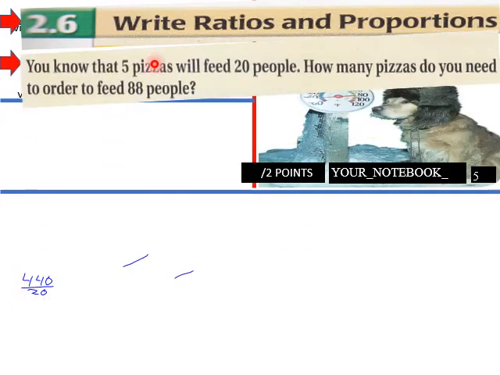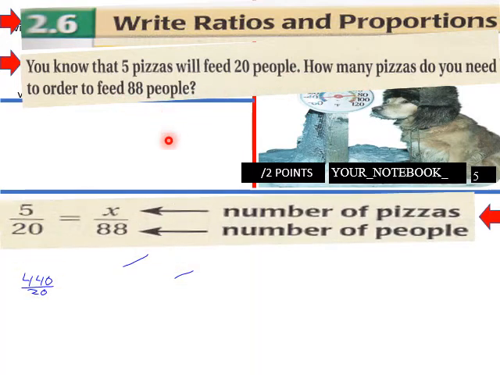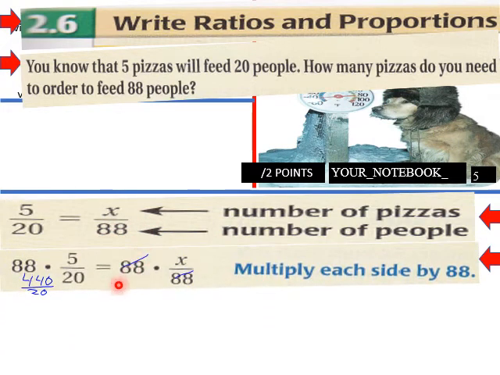2.6, write ratios and proportions. You know that 5 pizzas will feed 20 people. How many pizzas do you need in order to feed 88 people? So we set up a proportion. 5 over 20 will equal x over 88. Number of pizzas over number of people.